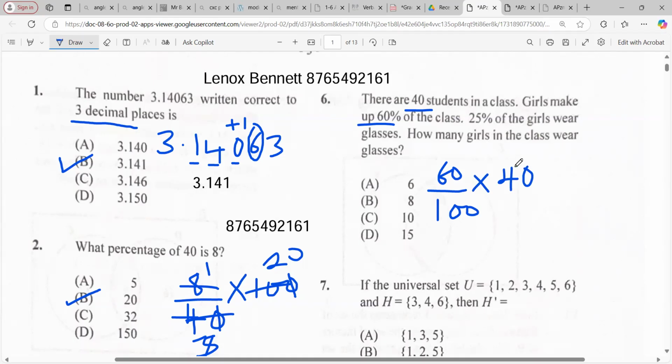All right, so we can divide by 10, also by 10. So that means we have a total of 6 times 4, which is 24 girls. So 24 girls at the party, right?